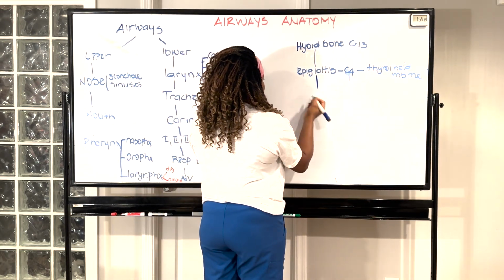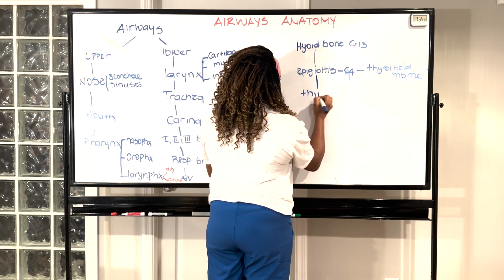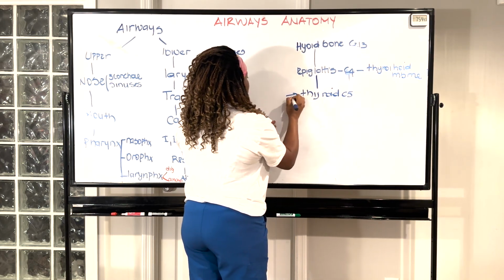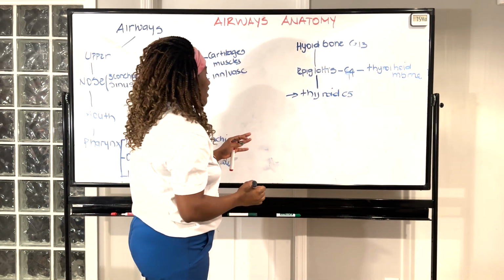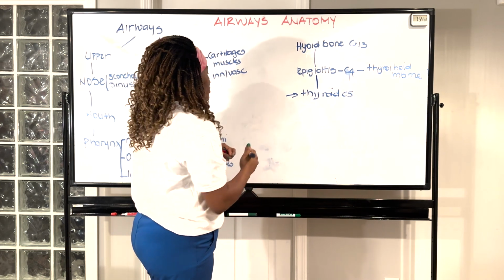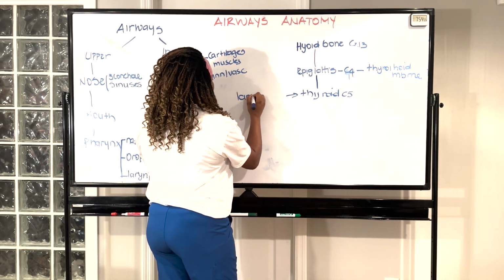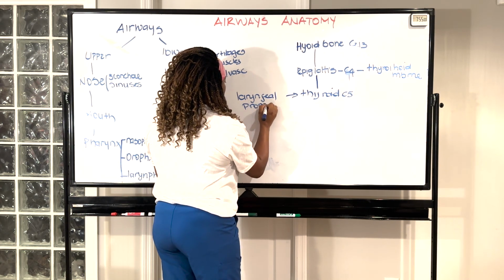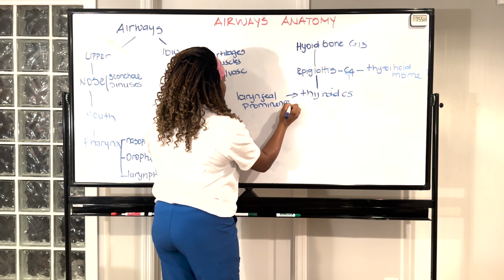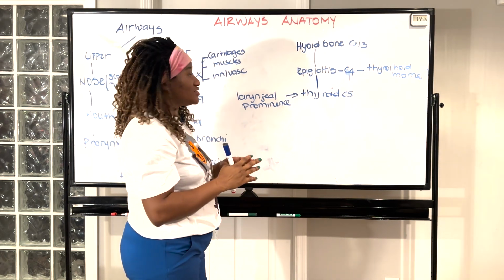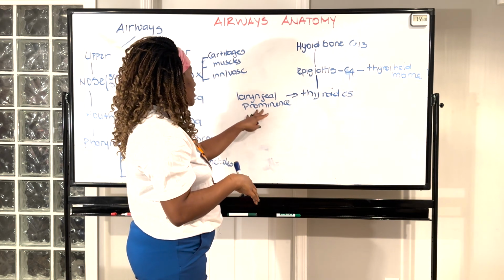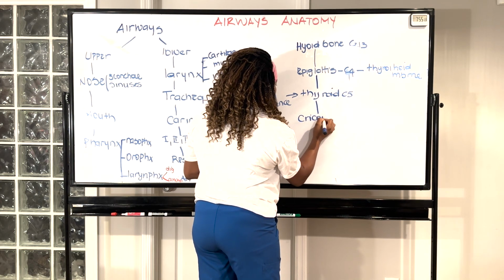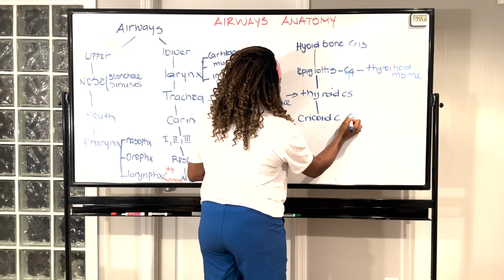Now, after your epiglottis, you have your thyroid at C5. So the thyroid has a big membrane, which is consistent with the laryngeal prominence, and that is the thyroid cartilage. It is a huge cartilage, the laryngeal prominence, and here you have your cricoid cartilage at C6.